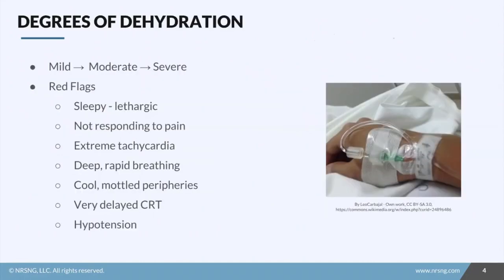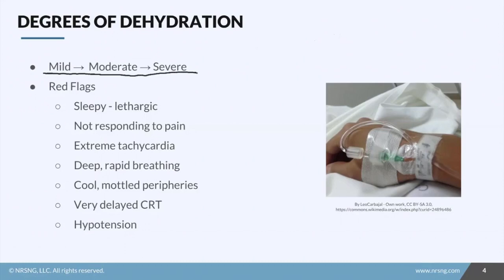When we're assessing kids for dehydration, we're probably going to end up putting them in one of 3 categories. They're either going to have mild, moderate, or severe dehydration. And we've made a cheat sheet for you that has a table that's going to go through all the different signs and symptoms that go along with these different categories. But what I want to do here on this slide is just highlight the symptoms that you would see in a child who is in that severe category of dehydration and maybe even on their way to being shocked.